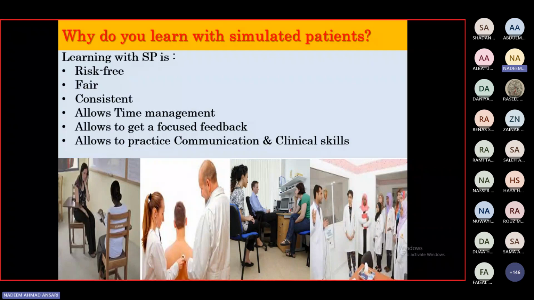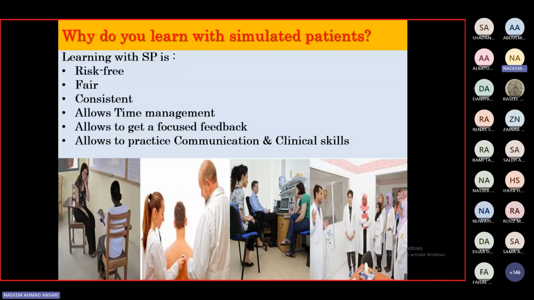So it is a risk-free approach both for the patient or the simulator as well as for the doctor or the student. It is quite fair because the performance is consistent. There is no bias. Whatever the simulator answers to one student, the same information will be conveyed to the other student. So there is no chance of any bias, and it is totally fair. It is consistent. The information is always fixed.